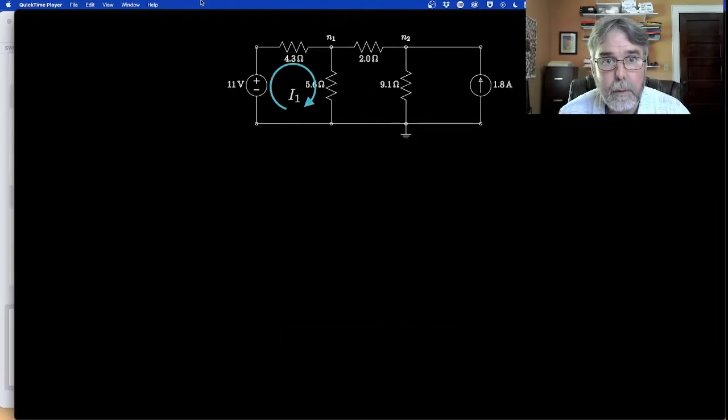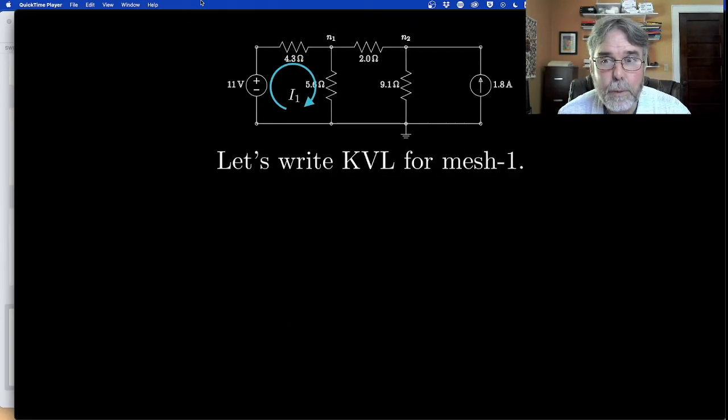Okay. So the first mesh is this, it's really a loop that goes around the way the arrow shows there through the 11 volt supply, the 4.3 ohm resistor, the 5.6 ohm resistor. Now we're also going to have mesh 2, which is the 5.6, the 2.0, and the 9.1, and technically mesh 3 is the 9.1 and the current source. But because there's a current source in mesh 3, it turns out we don't even have to write that one down. But let's march ahead with this one.